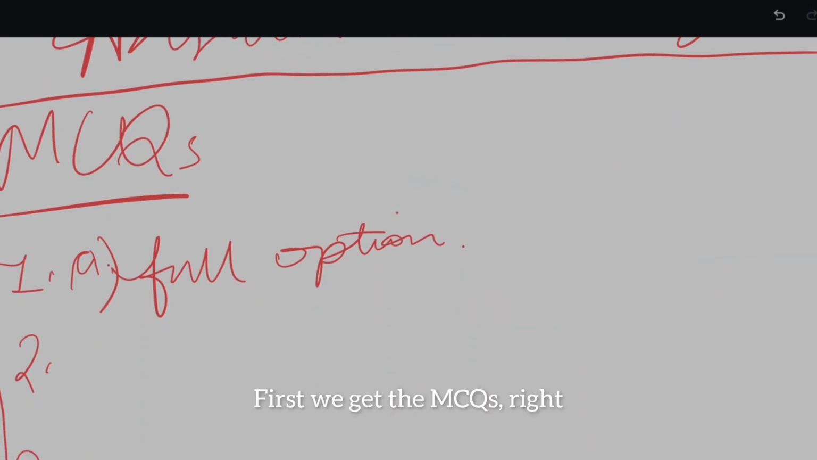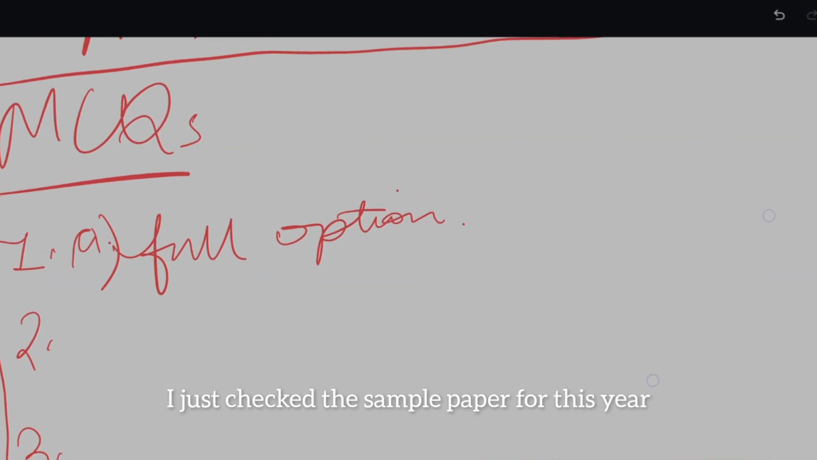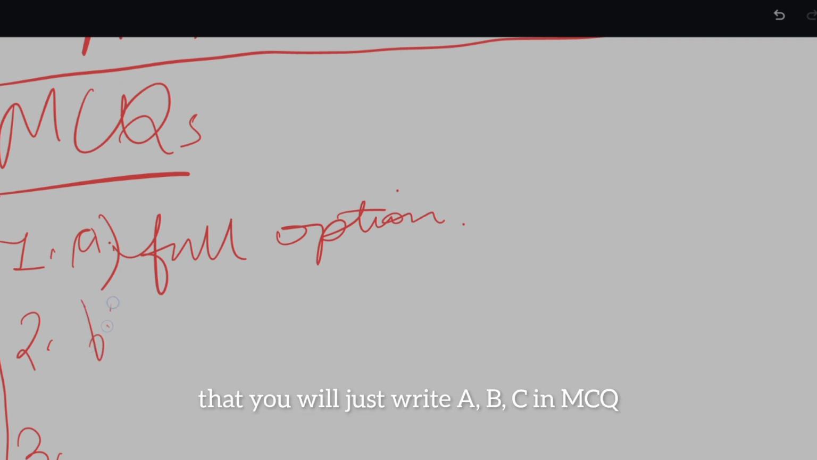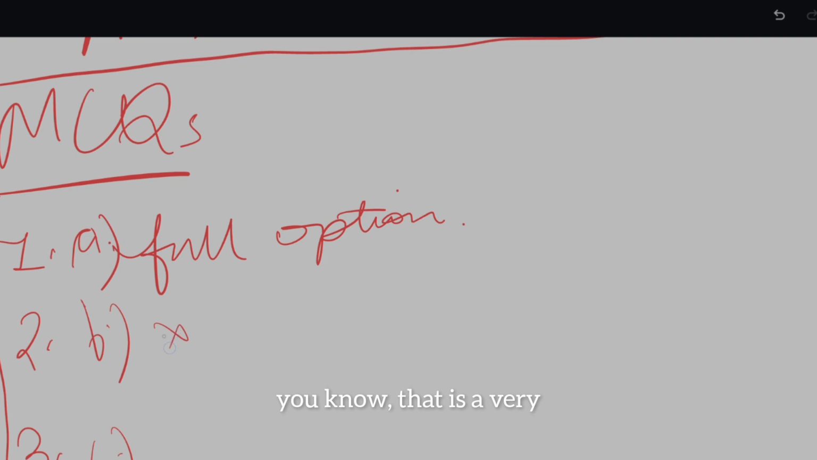First we get the MCQs, right? In the paper, I just checked the sample paper for this year and the pattern is the same as we had last year as well. So first we have MCQs. Never make the mistake of just writing A, B, C in MCQ. That is a very grave mistake, I would say. What you should do is write the entire option. Always, whatever the answer is, please write the full option.